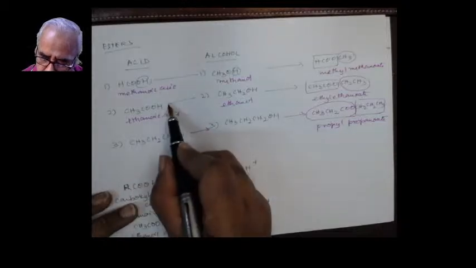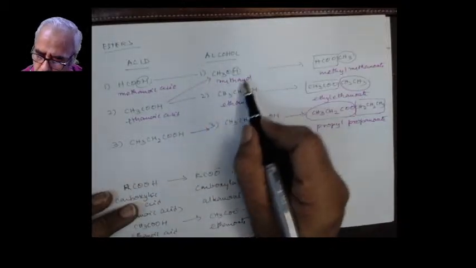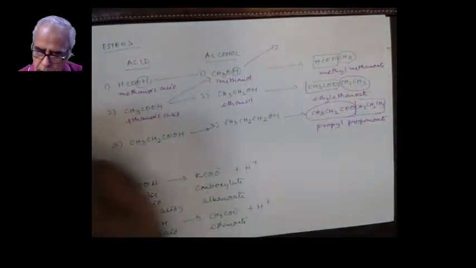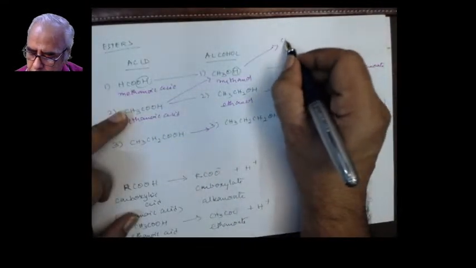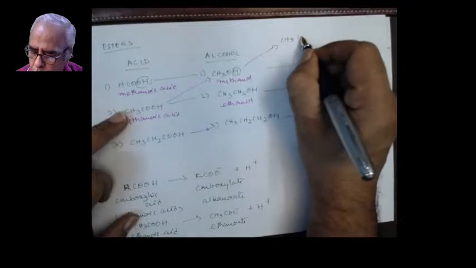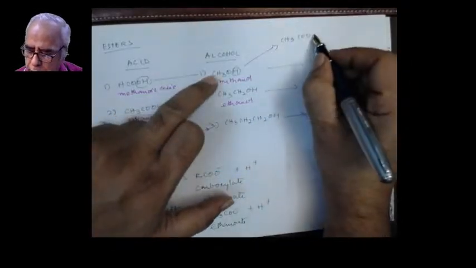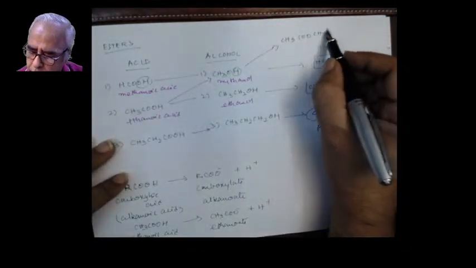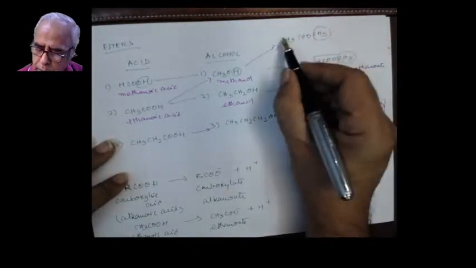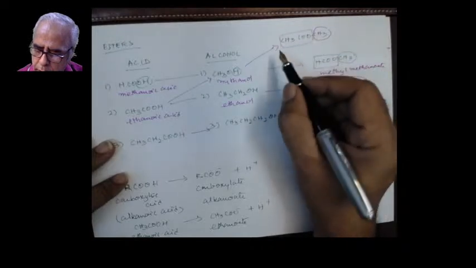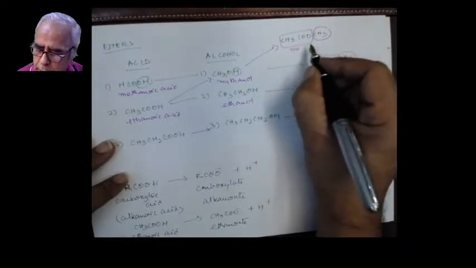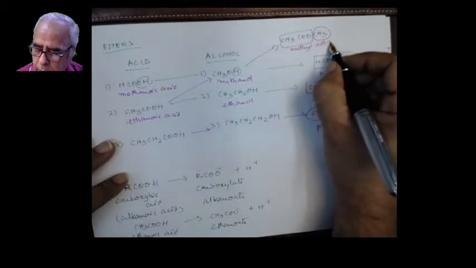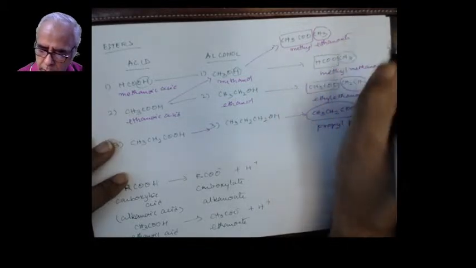Now you can combine at random. For example, you can combine these two to get what? That is CH3COO and CH3. So what do you call this compound? This is methyl, this is ethanoate. So methyl ethanoate is the ester. Got it?